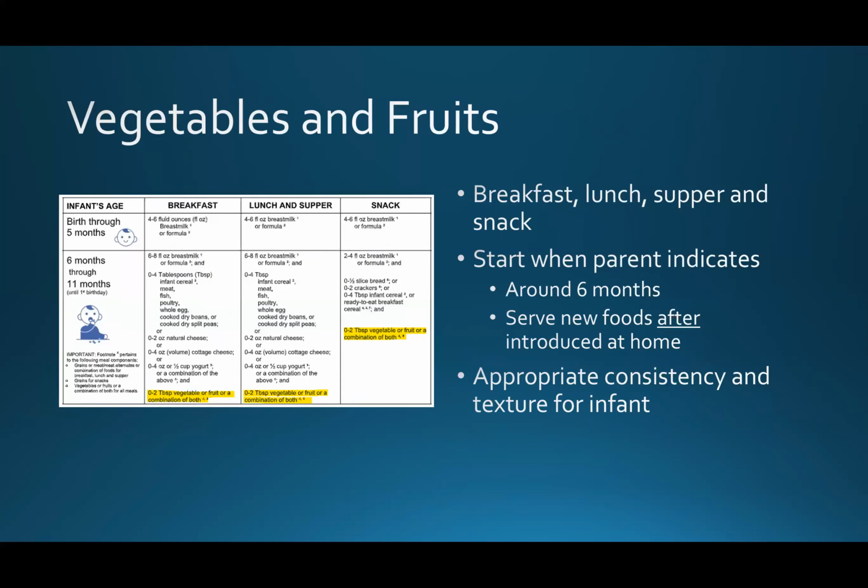Vegetables and fruits are a component at breakfast, lunch, supper, and snack starting at 6 months. Start feeding vegetables and fruits when the parent indicates the baby is ready, usually around 6 months of age. Serve no new foods only after the food has been introduced at home without any problems. Vegetables and fruits must be of appropriate consistency and texture for the individual infant.